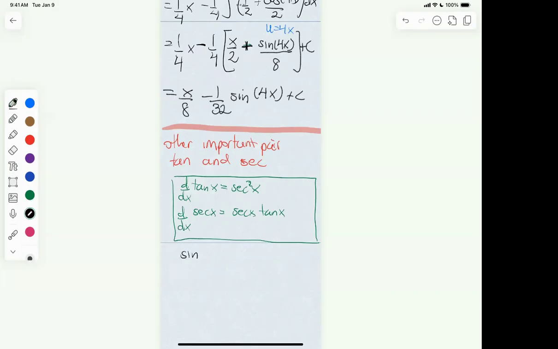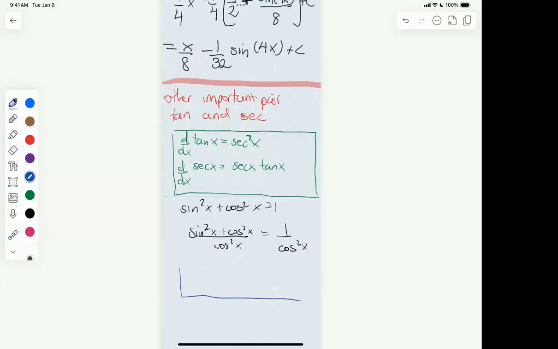So if you take sine squared plus cosine squared equals 1, and for example, you divide both sides by cosine squared, what do you get? You find this identity, which is useful. Sine squared over cosine squared gives you tangent squared, and cosine squared over cosine squared gives you 1. So you get tangent squared plus 1 equals 1 over cosine squared, which is secant squared. Okay.